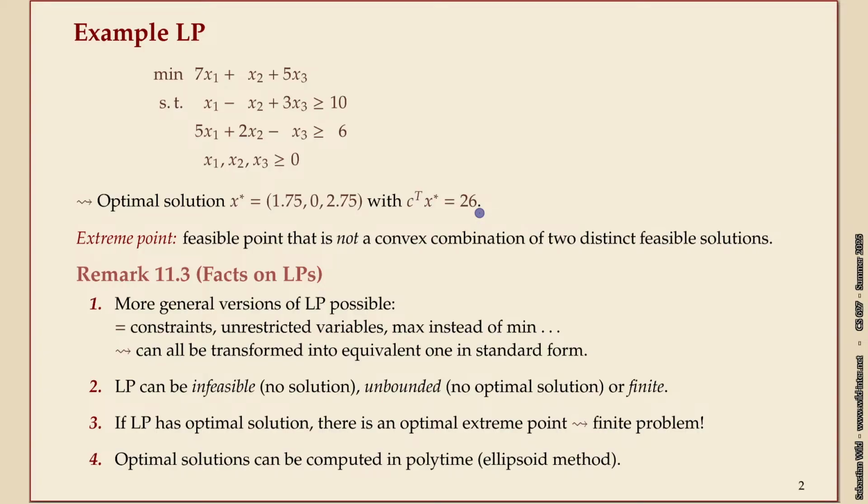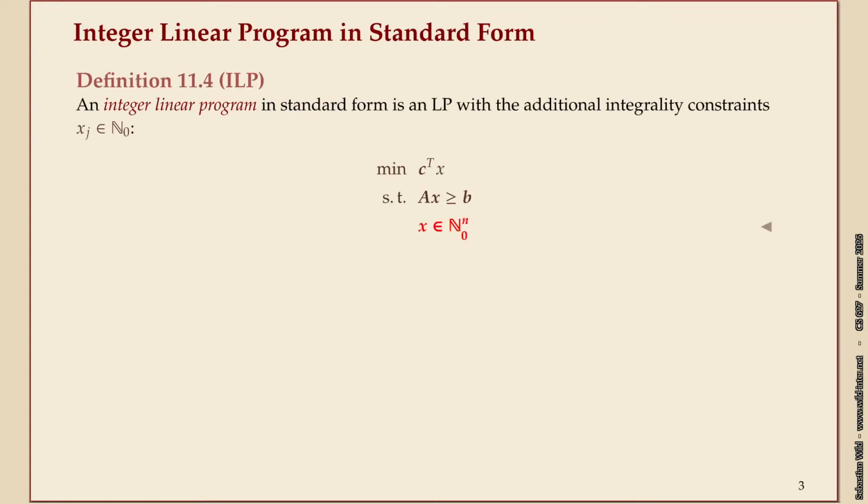Okay, that's what I mentioned. If there's some optimal solution, if it's finite, then there is an extremal point that's optimum. And we can compute those in polynomial time. In practice, the simplex method, but in theory, the ellipsoid method is the one that's guaranteed to be polytime, worst case. You know all this from back then. Just to remind people.